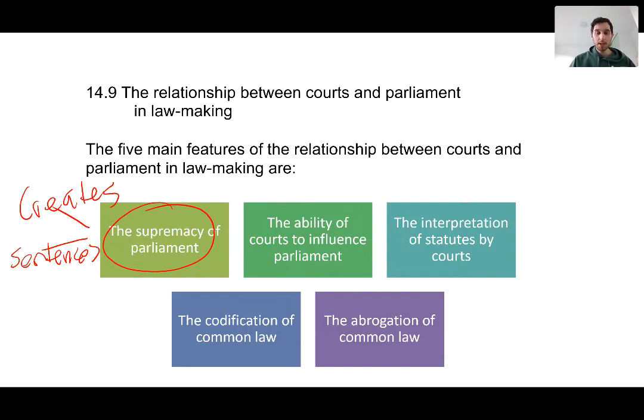Our second relationship is that, well, if Parliament makes the law, then court's job is to interpret the law. And we've already learned about this before. Statutory interpretation is one of the main jobs of courts. We have lots of examples that we can draw on, but the studded belt case is a good example of this.